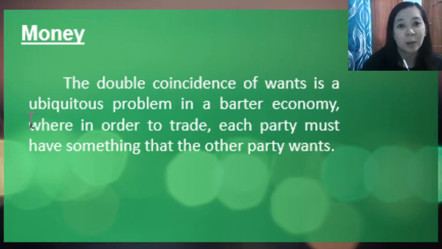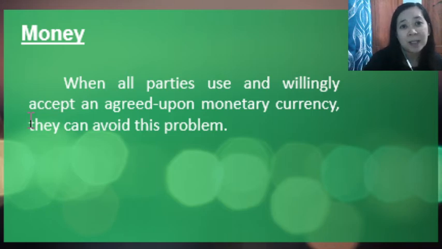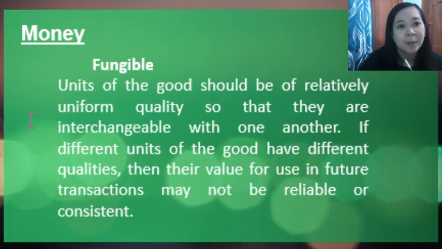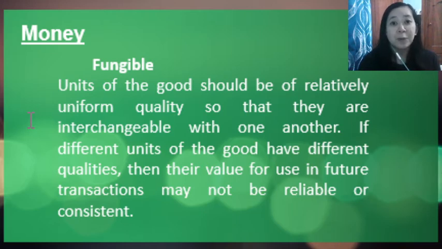Okay, so that's double coincidence. So when all parties use and willingly accept an agreed upon monetary currency, they can avoid this problem because there is an exact value that is being exchanged for a certain good or service. Okay, for money to be useful, they have to possess these following features.